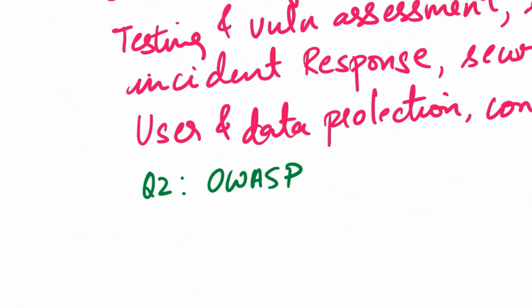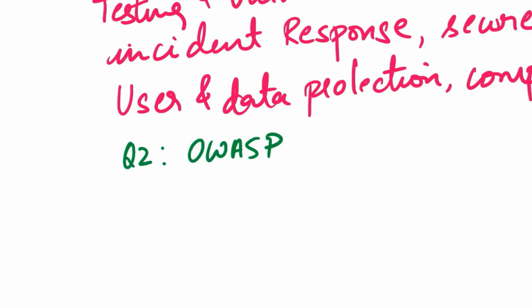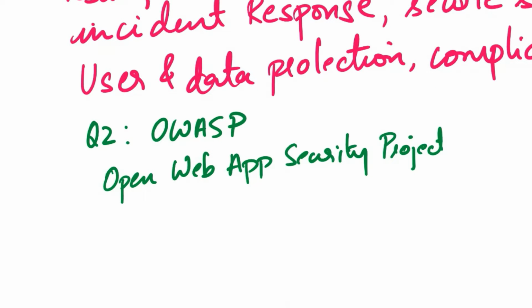What is OWASP and why is it important? So, OWASP stands for Open Web Application Security Project. It's a non-profit organization focused on improving the security of software. Like the name suggests, it is best known for its efforts in raising awareness about web application security and providing resources, tools, and best practices to help organizations and developers build and maintain secure software.